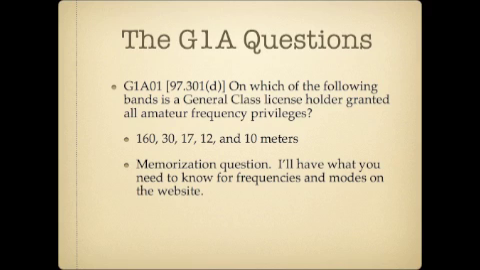On which of the following bands is a General Class license holder granted all amateur frequency privileges? So basically the whole spectrum. And the answer is 160, 30, 17, 12, and 10 meters. This is one of those memorization questions I said I'll have broken down on the website. The big thing to note here is that General Class license holders have a lot of HF frequency privileges, which gives you basically worldwide and a lot of DX opportunities. So it's a pretty good deal.